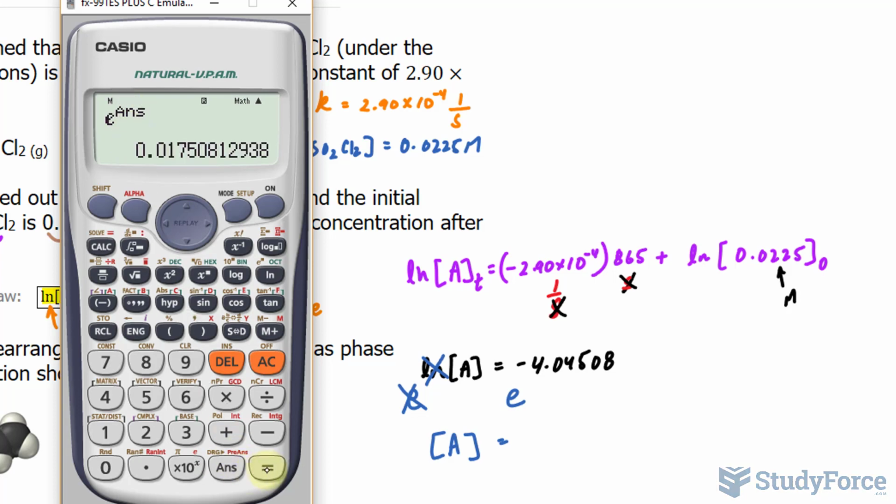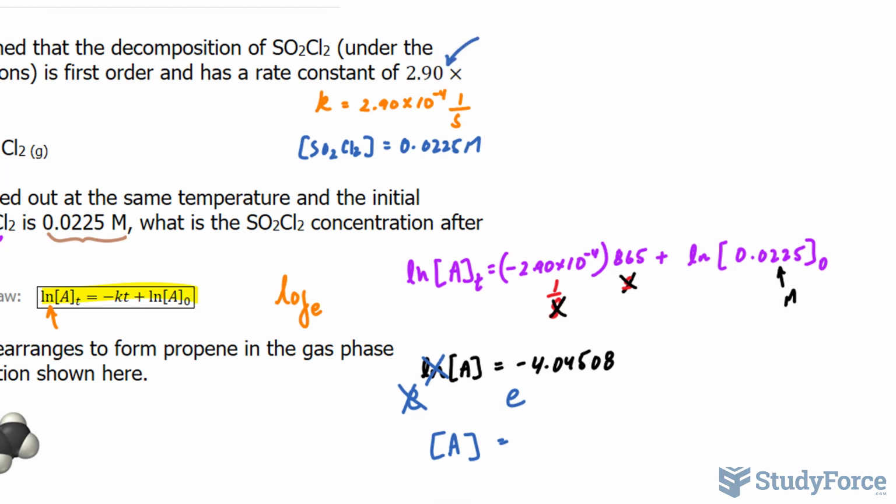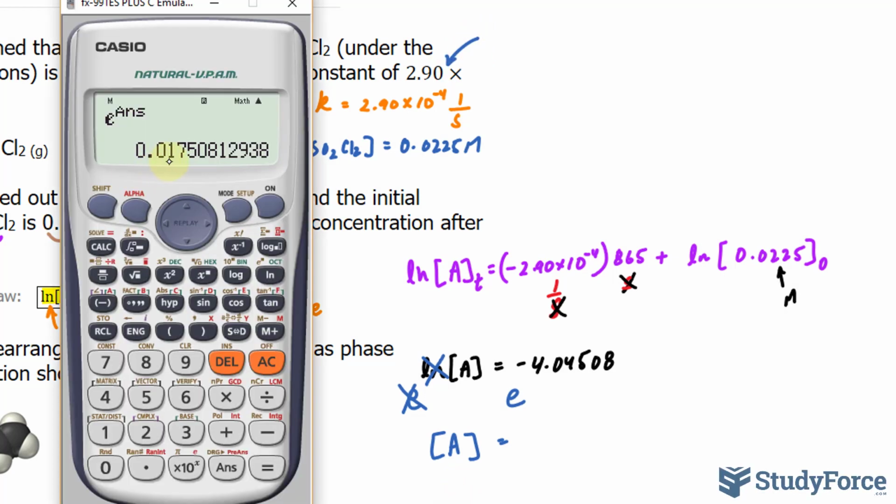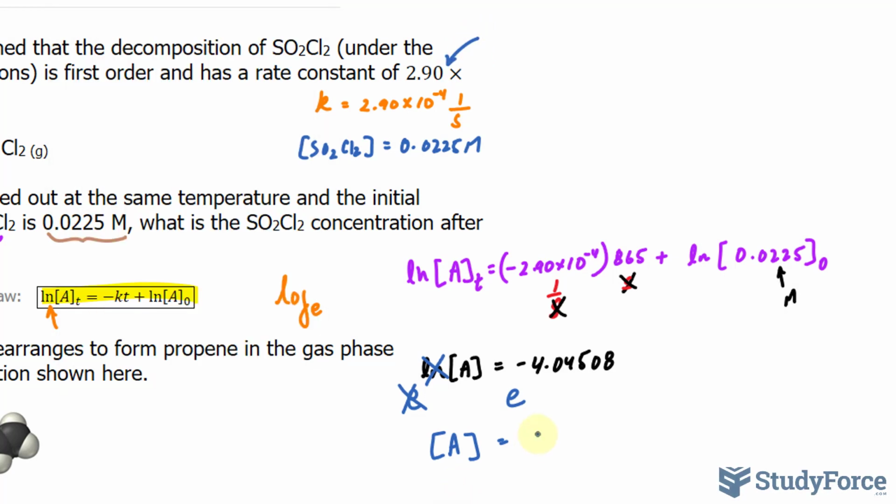This gives us 0.0175. And to 3 significant figures, since this number was 3 significant figures, we can write down 0.0175, and writing this in scientific notation, 1.75 times 10 to the power of negative 2 molars. That's the answer to question number 1.